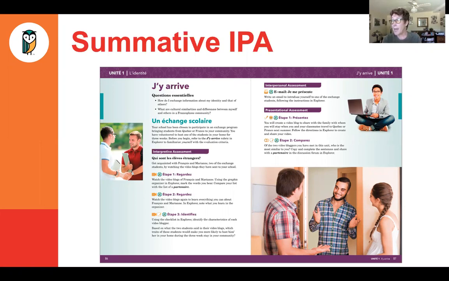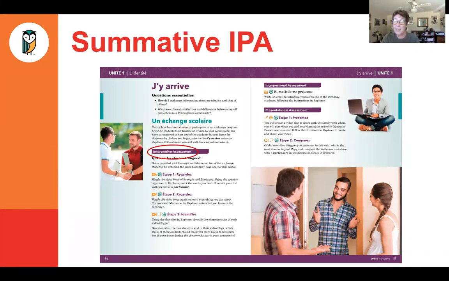This IPA is called J'y arrive. And you can see that the essential questions are printed here to help focus the students. Next, we have the authentic context. In this case, it's about students who are going to participate in an exchange program that their school is hosting.